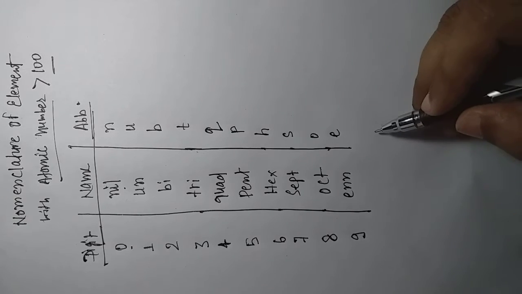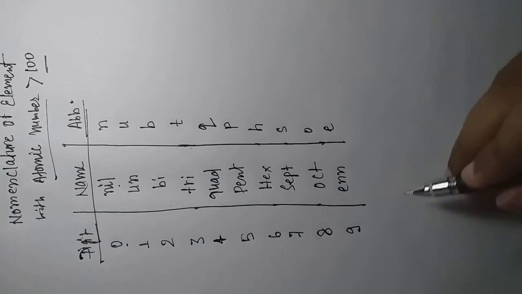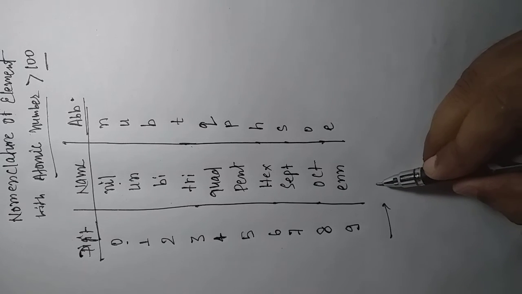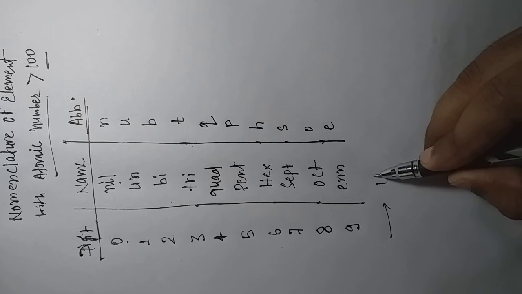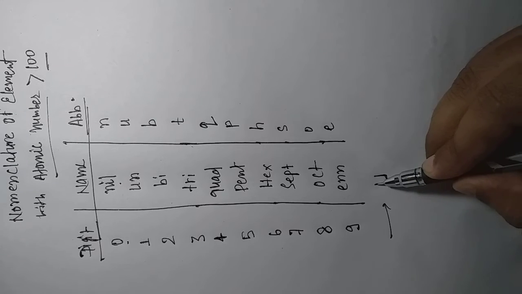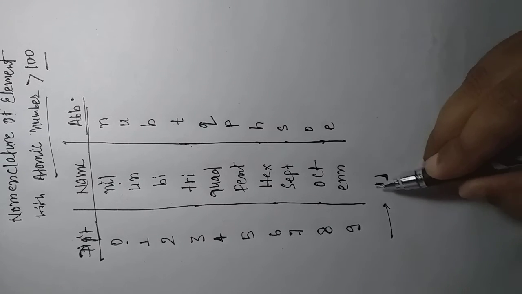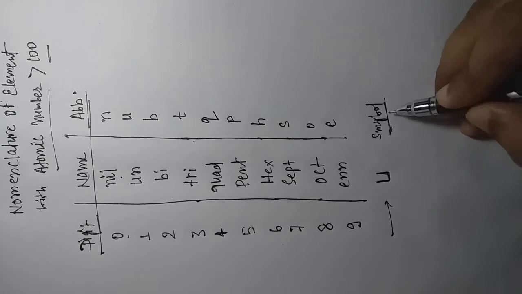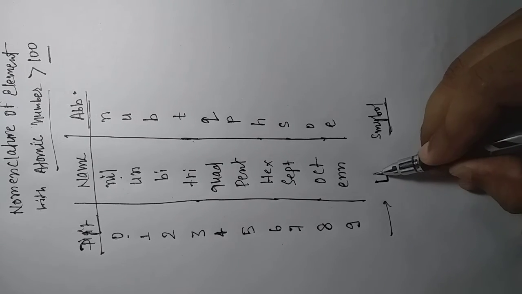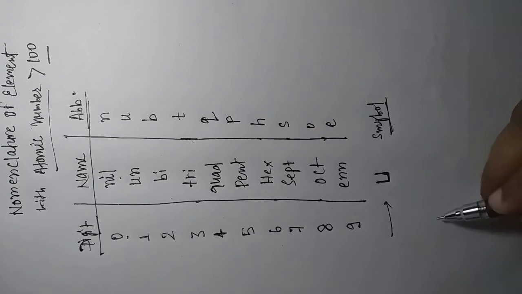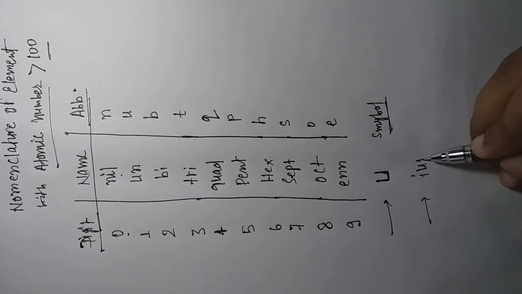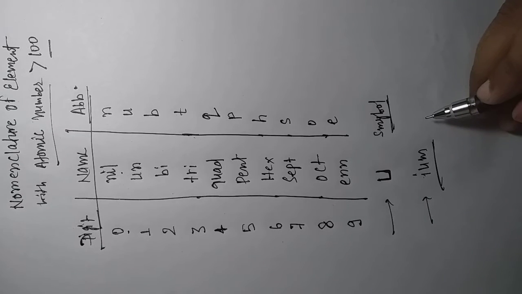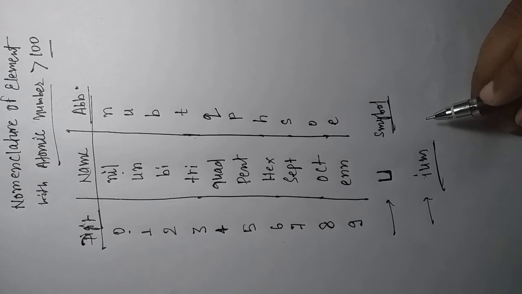Whenever you write the first letter, it must be capital. Keep in mind the key factor I am teaching you. Whenever you write the symbol of any element, like un, the u is capital. The first letter of the symbol must be written as a capital. Second, whenever you write the name, you must put ium as a suffix.